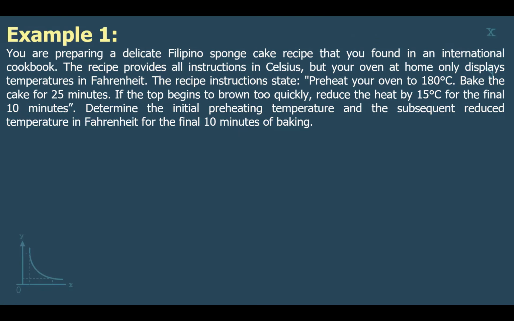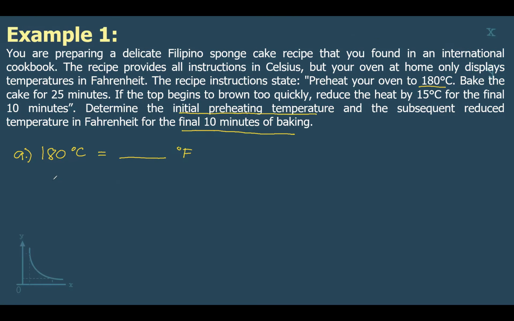Now, the problem is for us to determine the initial preheating temperature and the subsequent reduced temperature in Fahrenheit for the final 10 minutes of baking. Dito po, meron tayong dalawang kailangang hanapin. First is the initial preheating temperature, and the second one is the temperature for the final 10 minutes of baking. For letter A, we know that the preheating is 180 degrees Celsius, which is equal to what in degrees Fahrenheit?